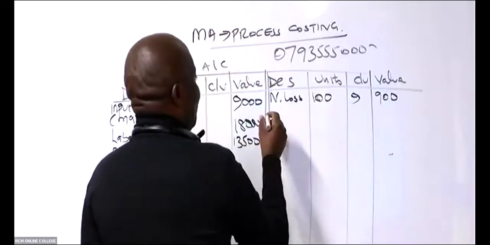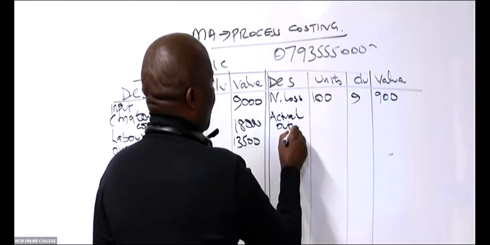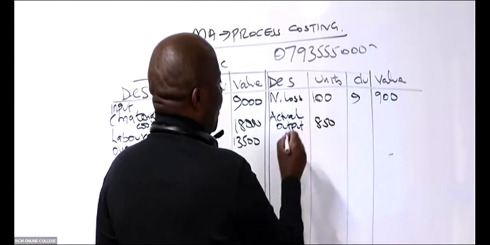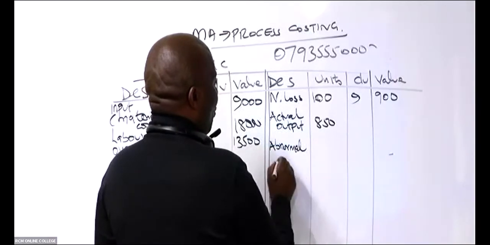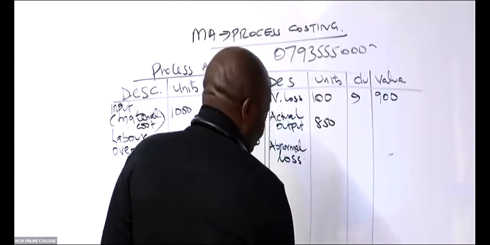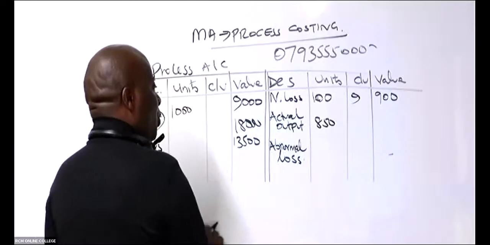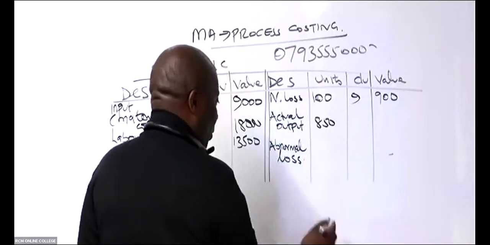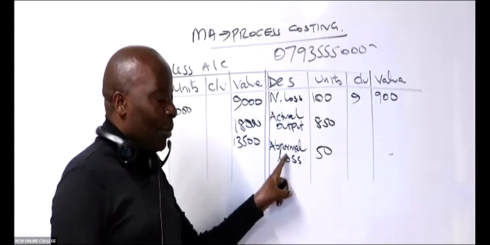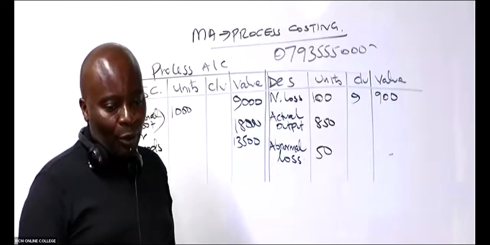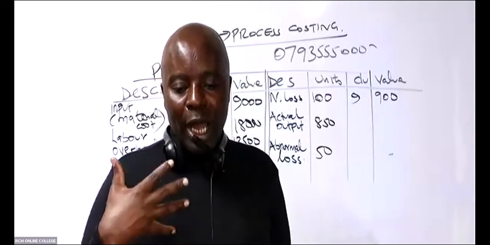Ladies and gentlemen, apart from that, we have actual output. The actual output is 850. And then we have what we are calling abnormal loss. The abnormal loss was 50. Please tell me something about valuation of the abnormal loss units. Anything you're able to remember about how we value abnormal loss?